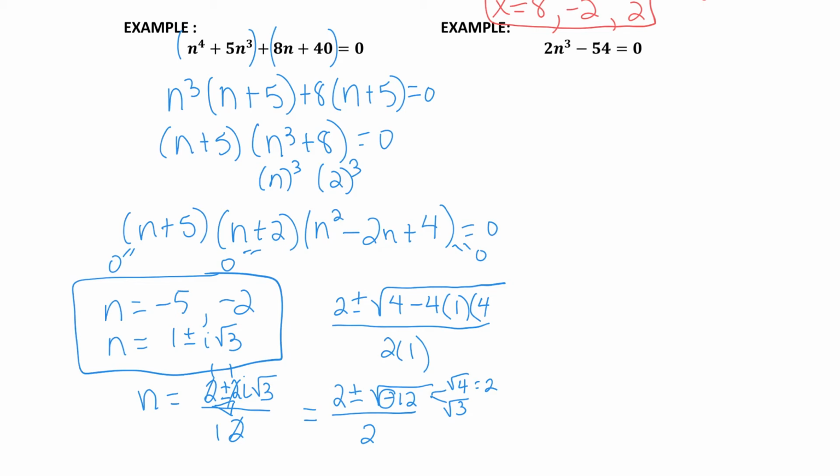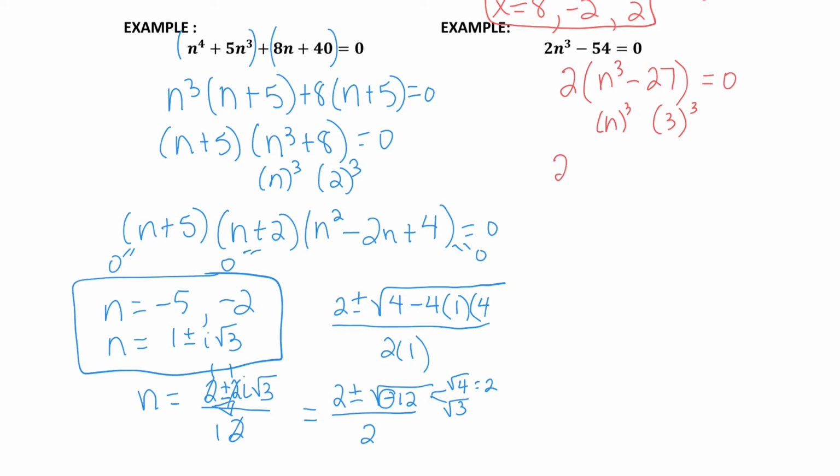All right, this last example, 2n to the third minus 54 equals 0. Well, both of these are divisible by 2, so let's divide that out. You'd have n to the third minus 27 equals 0. When you have something to the third power, be thinking about your sum and difference of cubes. So n to the third can just be written as n to the third. 27 can be written as 3 to the third. And so this is our a and our b.